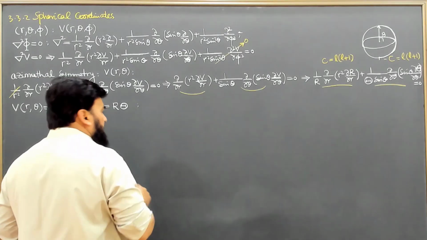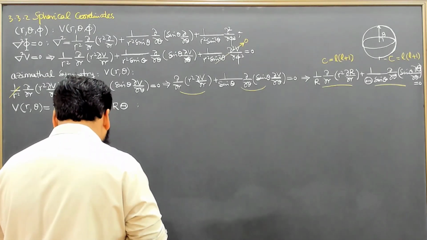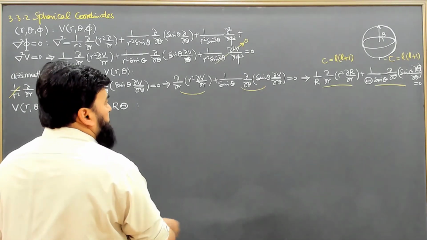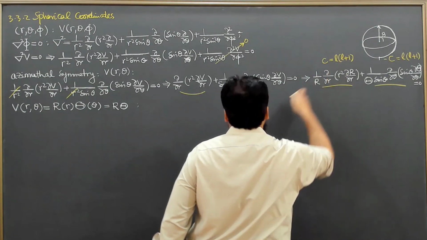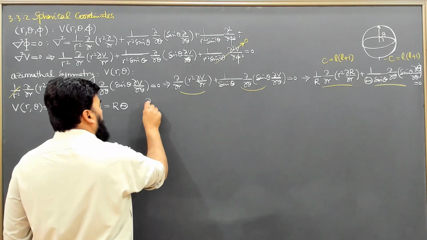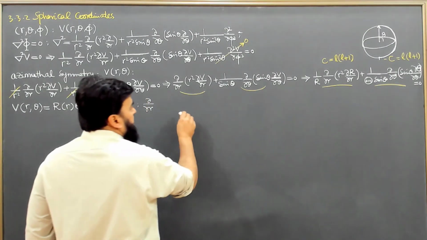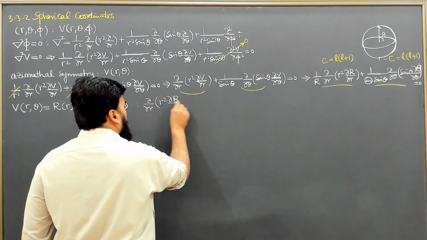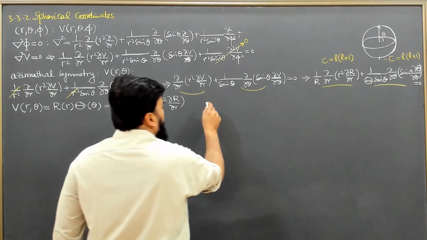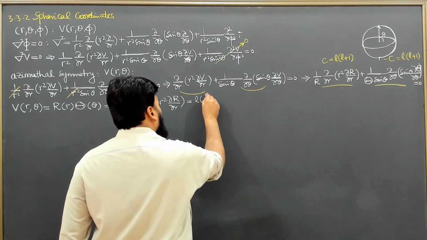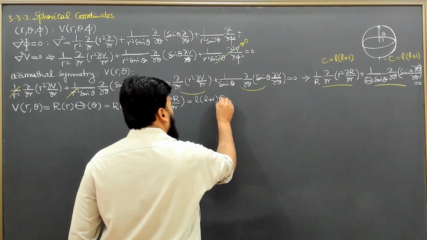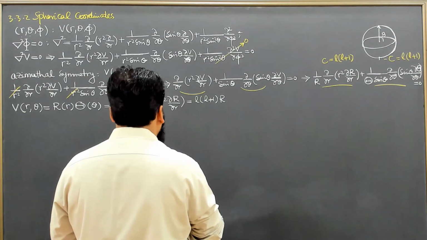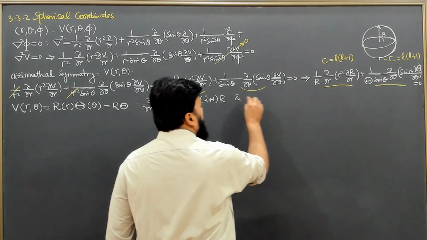1 over r, I will write this thing is equal to L into L plus 1, so I can write that partial over partial r, r squared, partial R over partial r here is equal to L into L plus 1 times R here. This is the first equation that I have. And what about the next one?